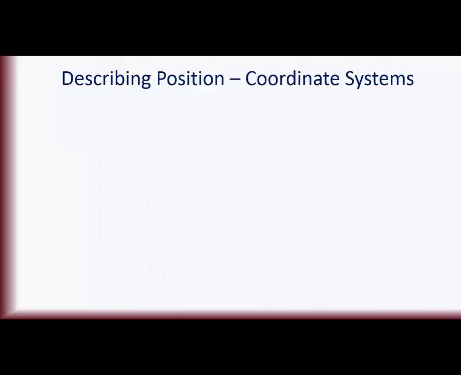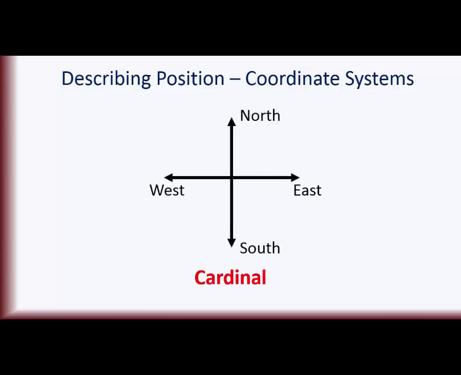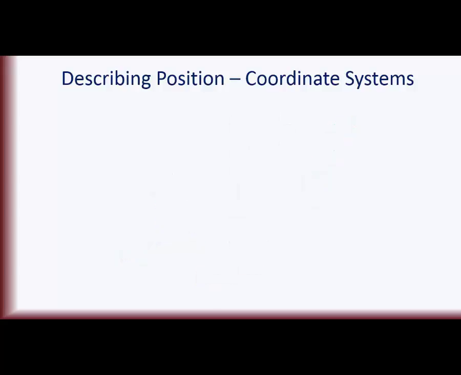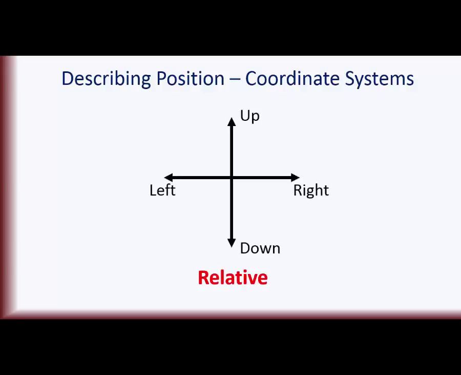From your experience with maps, you should also be familiar with the cardinal coordinate system of north, south, east, and west. In this system, north and east are considered to be positive directions, and south and west are negative directions. Finally, there is the relative coordinate system of up, down, left, and right, in which up and right are positive, and down and left are negative.